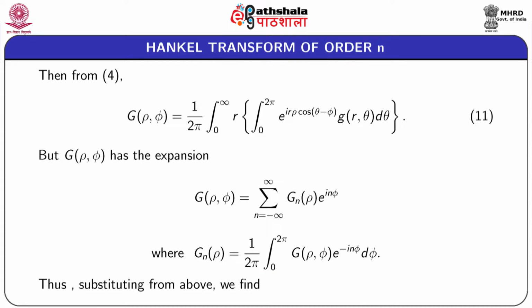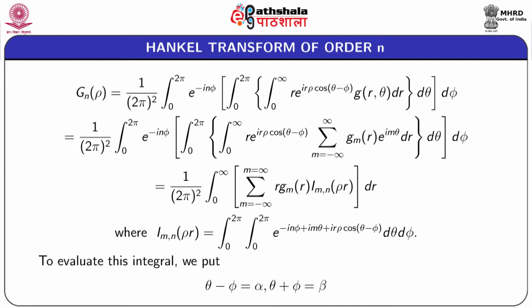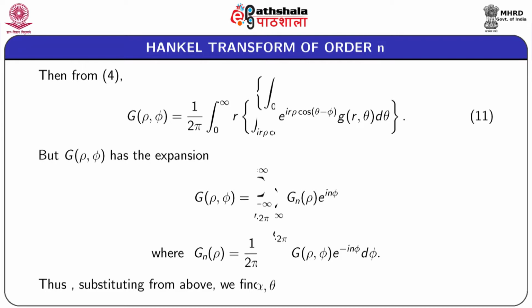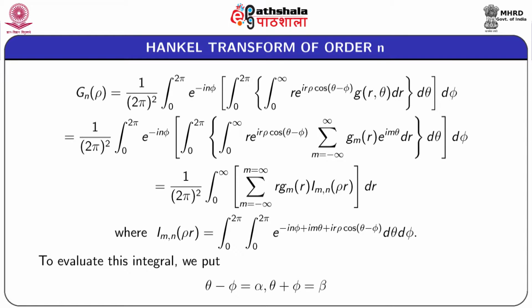Then if we substitute, we get G n rho. Here we substitute instead of capital G rho phi this expression as given by equation 11. We get G n rho as 1 by 2 pi whole square integral from 0 to 2 pi e to the power minus I n phi integral from 0 to 2 pi integral from 0 to infinity e to the power I r rho cos theta minus phi r g r theta dr d theta d phi.